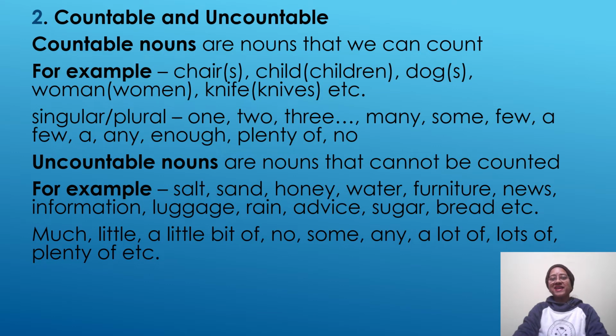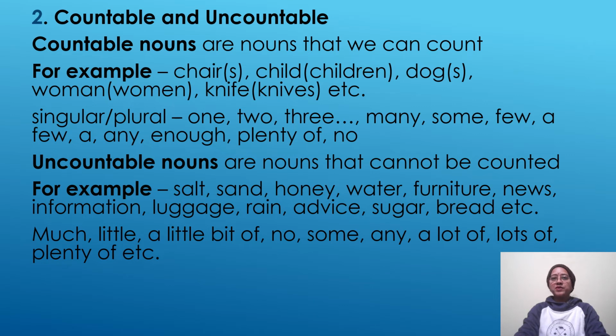Now let us look at the second category of nouns. These are countable and uncountable nouns. Countable nouns are nouns that we can count. For example, chair, child, dog, woman, knife, etc. These can be either singular, that is one, or plural, that is two or more. So depending on whether it is singular or plural, we have to use the appropriate determiner like one, two, three, many, some, few, a few, any, enough, plenty of, or no.